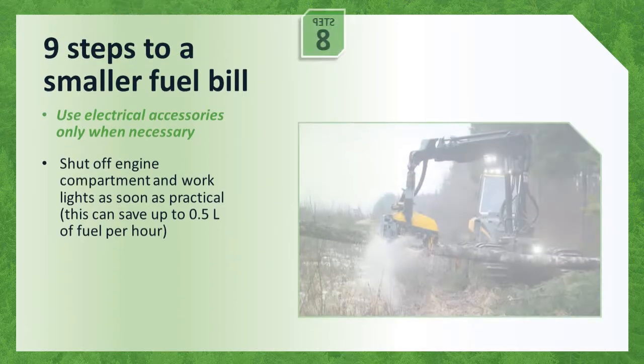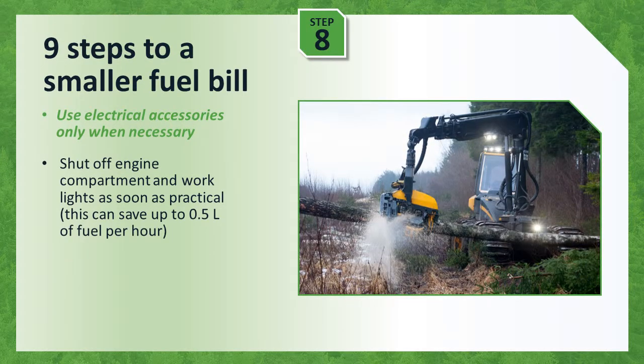Step 8. LED lighting has been widely adopted in the manufacture of new forest machines. LED lights require less energy and are vibration resistant, which gives them longer service life. Consider retrofitting older machines with these lights. But if that is not possible, turning the lights off when they're not needed will save fuel.